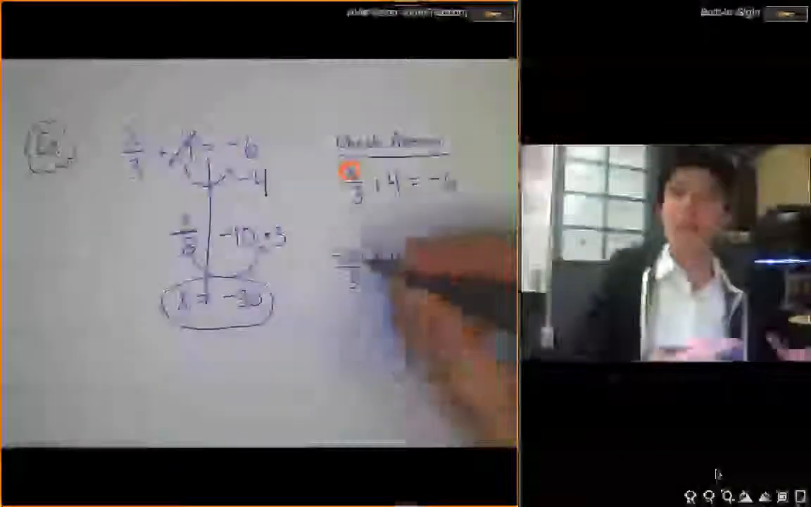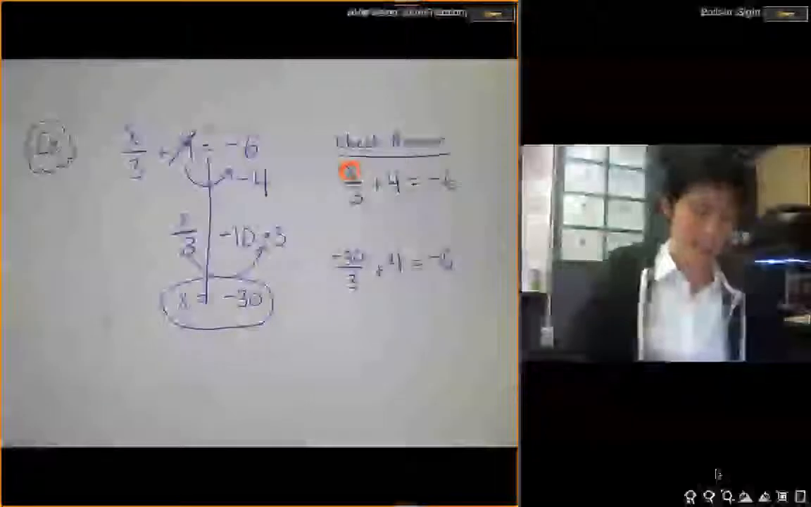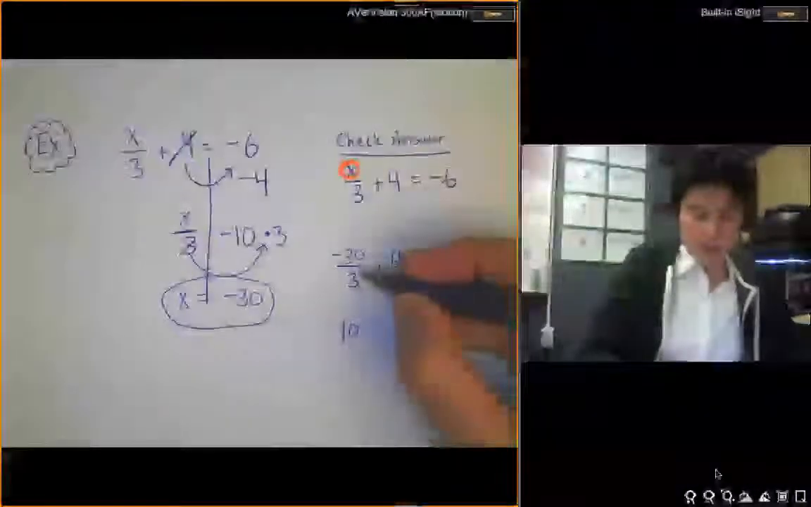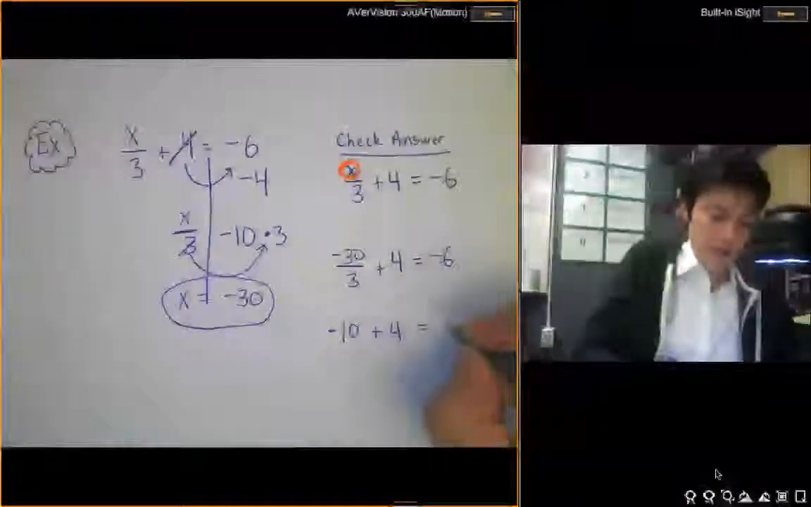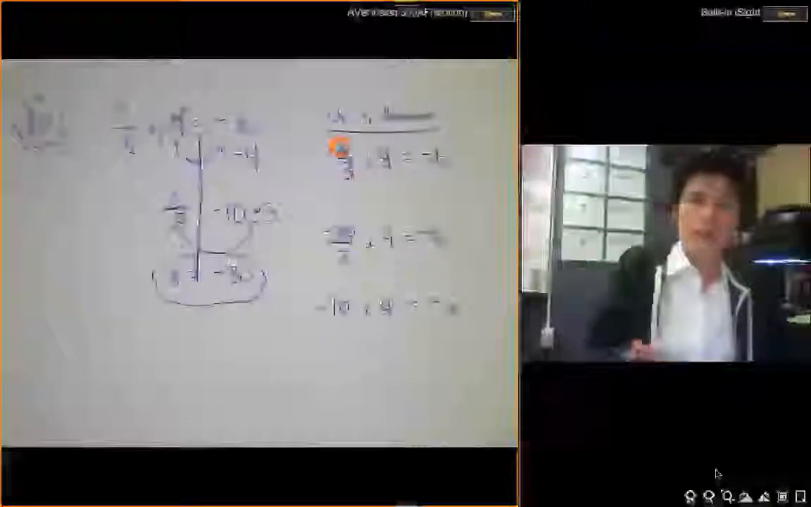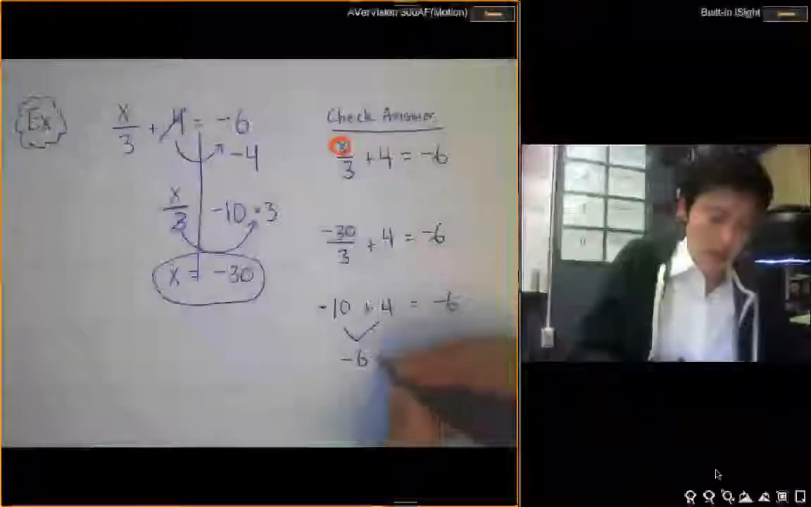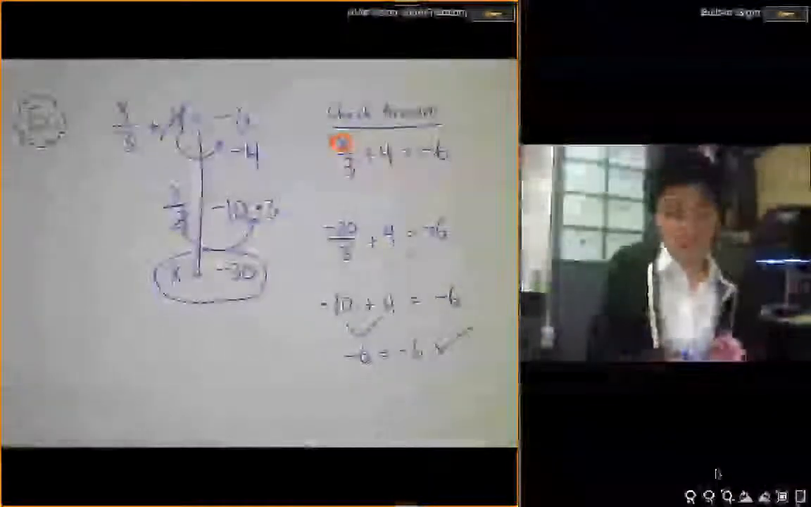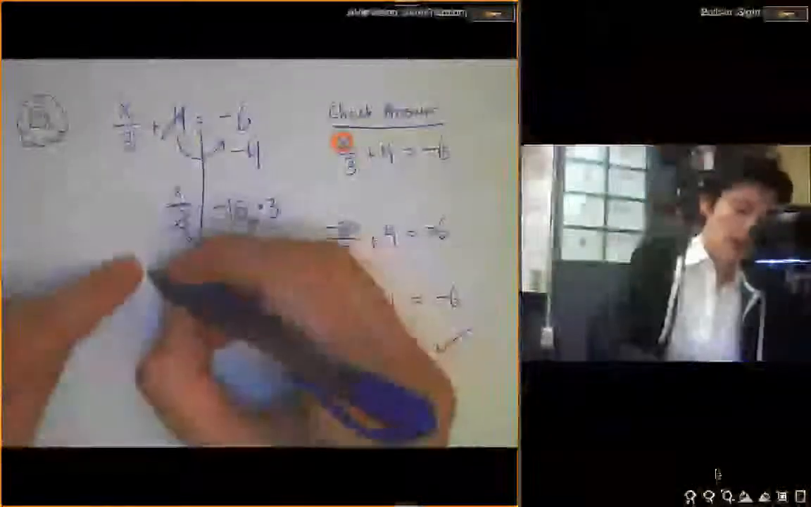-30 over 3 means divide. Fractions mean divide. So 30 divided by 3 is 10. So this thing becomes 10, but it's a -30 over 3, so it's a -10 plus 4 equals -6. And sure enough, -10 plus 4 together makes -6. So -6 equals -6. Check. Awesome, I checked my answer. Everything looks true and good. X equals -30 is the right answer.